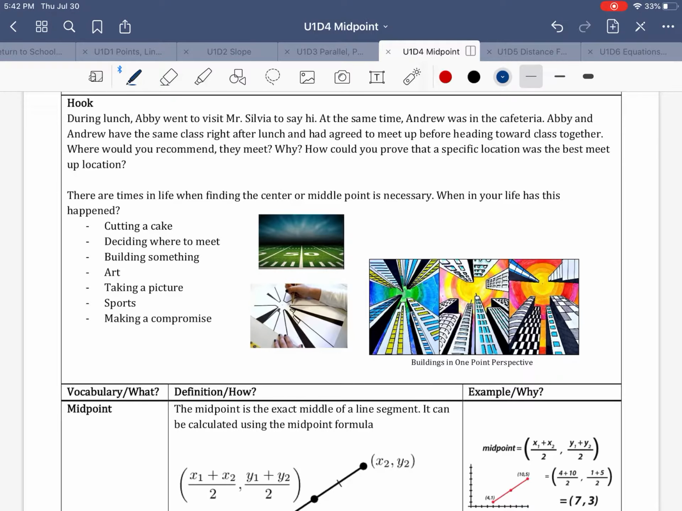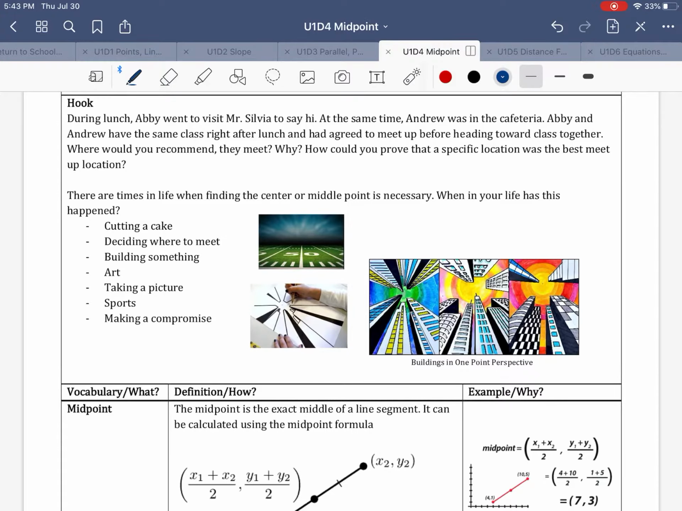Some are kind of silly, like maybe you're cutting a cake and you want the cake to have equal parts. You want everyone to have a fair slice. Deciding where to meet. Art. A lot of times in art, there's a very particular reason why you would want to have something in the middle or the center. One reason might be in creating perspective, like these 3 drawings over here. They're called buildings in 1-point perspective.